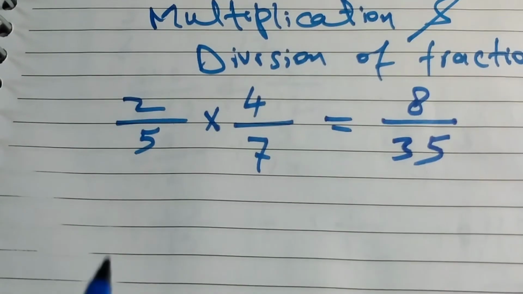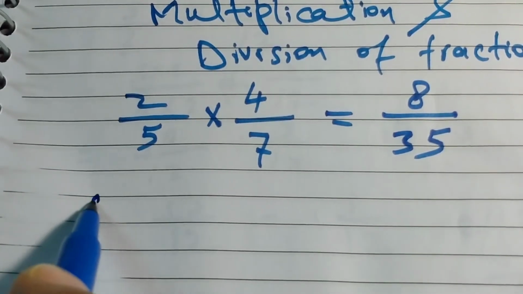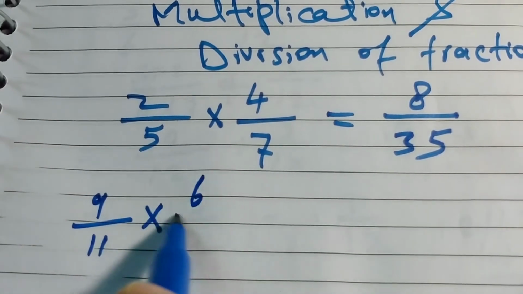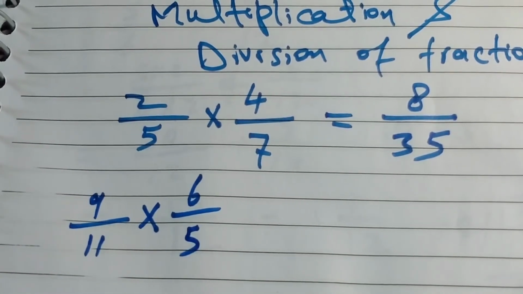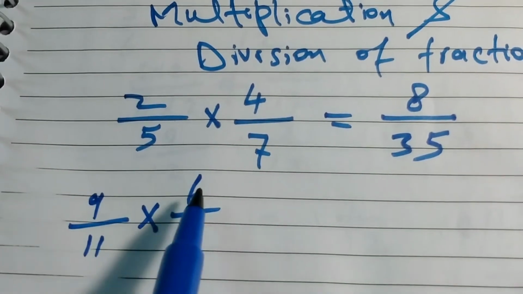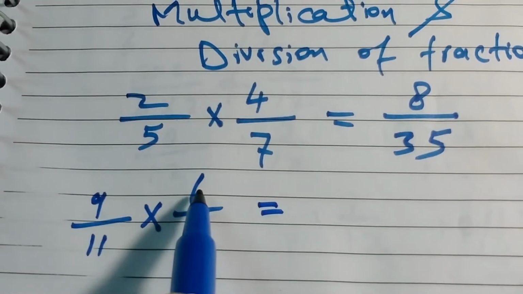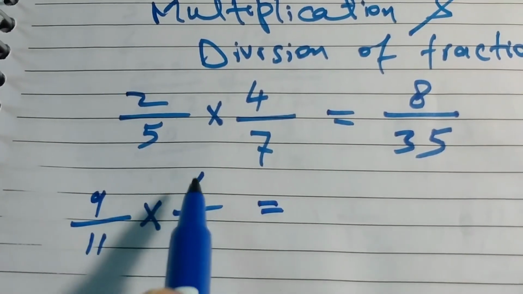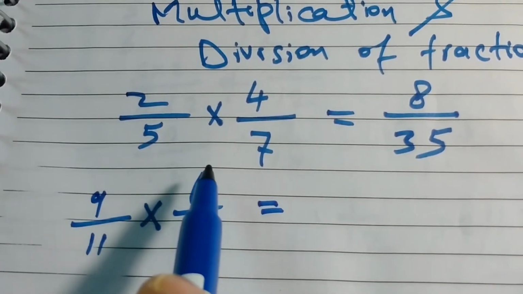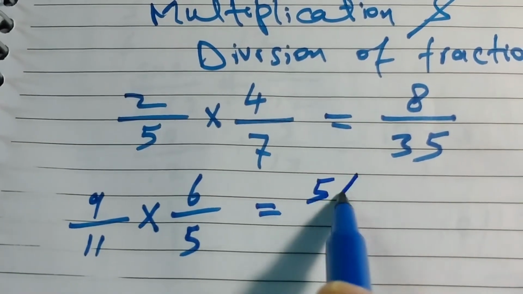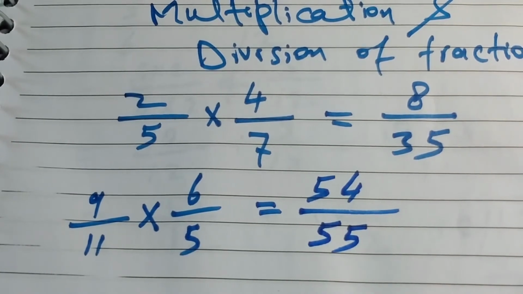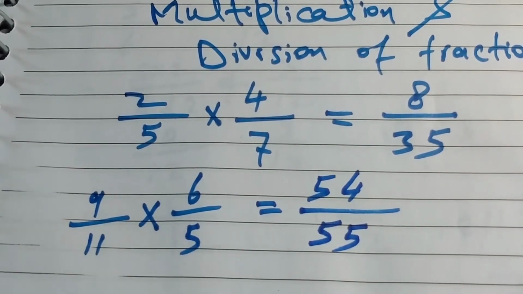Let's see one more question. 9 over 11 multiply 6 over 5. So 9 multiply 6, numerator multiply with numerator. So the numerator of the first fraction will multiply with the numerator of the second fraction. So 9 multiply 6 equal 54. Over 11 multiply 5 equal 55. Clear, my dear? So this is our answer. We cannot simplify it. Clear?